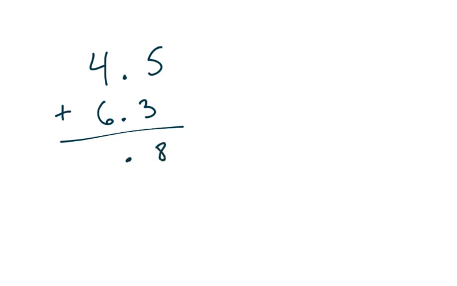I'm not going to do it in this space. I might want to move to a separate sheet of paper or a whiteboard, and I want to go ahead and write down 4.5, not horizontally, but vertically with that 6.3. And then I want to add like normal. So I go 5 plus 3 is 8. The decimals are lined up, and 4 plus 6 is 10. So my sum is 10.8, and since both were positive, my answer will remain positive.